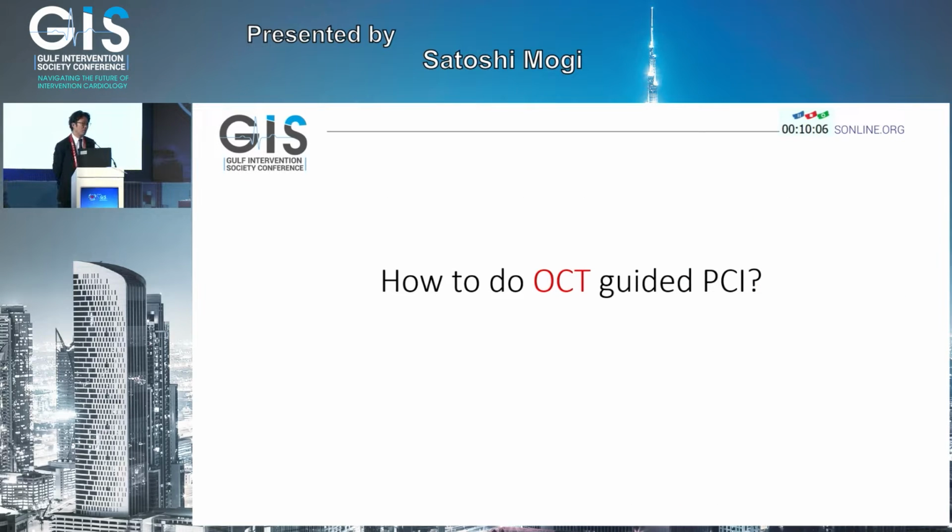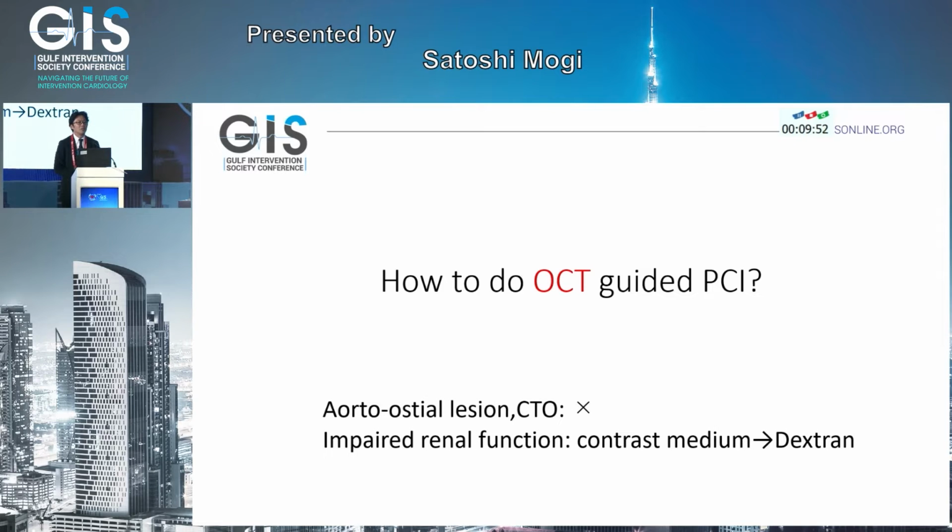And my topic is OCT guidance. How to do OCT-guided PCI? At the start of this session, maybe not so many people are doing OCT-guided PCI in this area. And our posterior region is not suitable for OCT because we have to inject saline or dye. Of course, CTO is not suitable. For the same reason, if the patient has impaired renal function, we have to use dextran instead of contrast medium, to refrain from AKI.